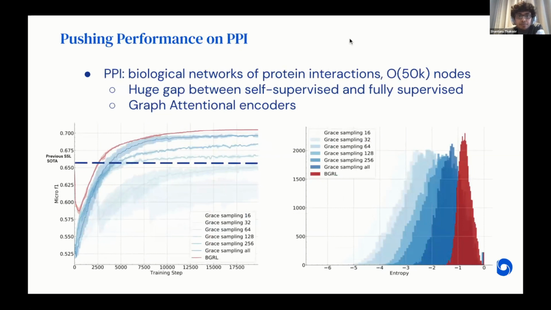Finally, I might skip this, but basically graph attentional encoders previously were not able to be trained by methods like Grace, but BGRL is able to train them in a very stable manner. Here we see the attention distribution that the attentional encoder learns, and it's much more stable for BGRL than for different instantiations of Grace. And it also gets to a much higher performance.